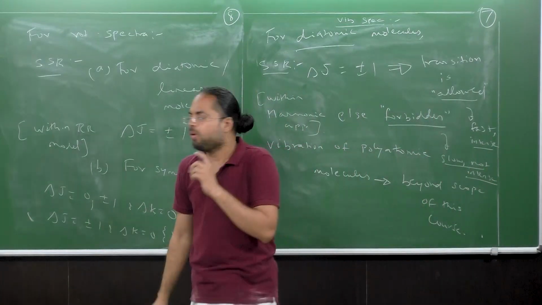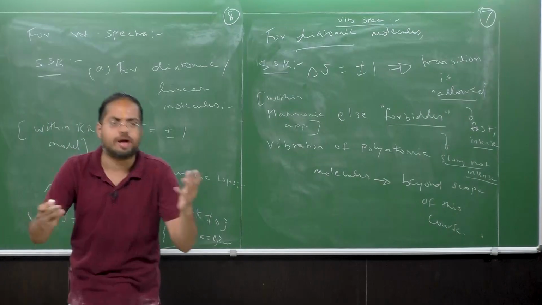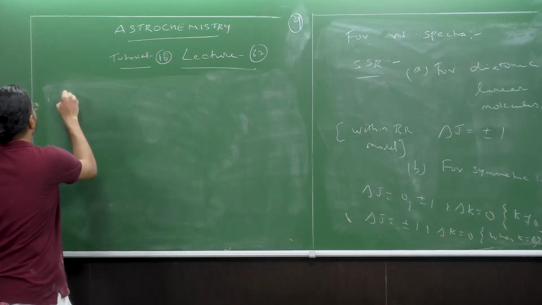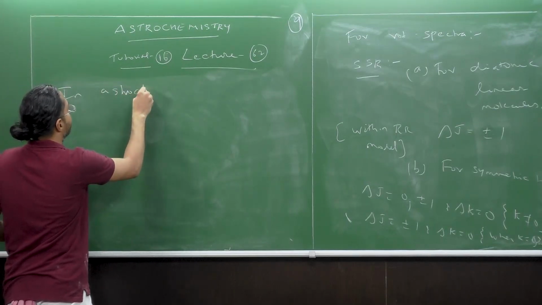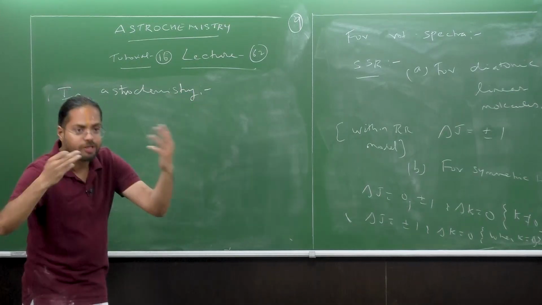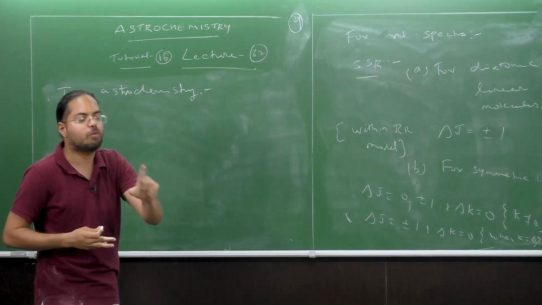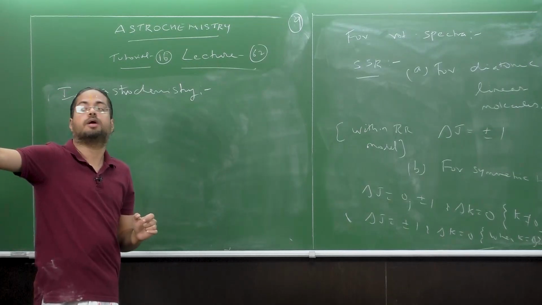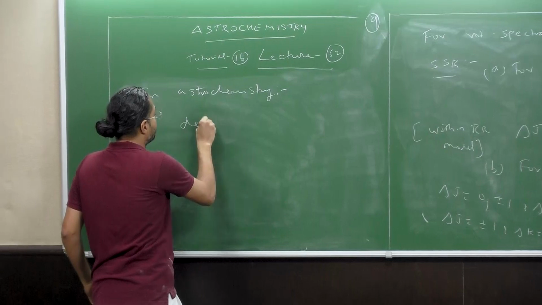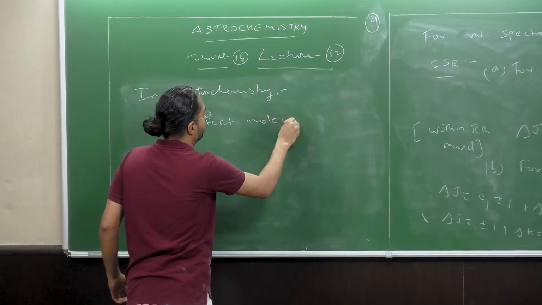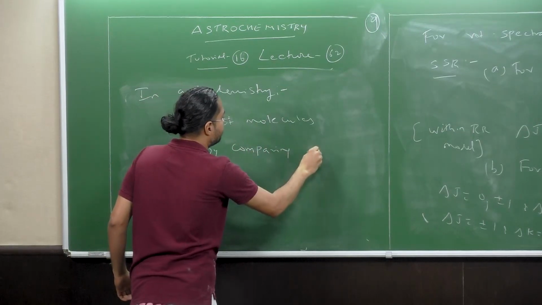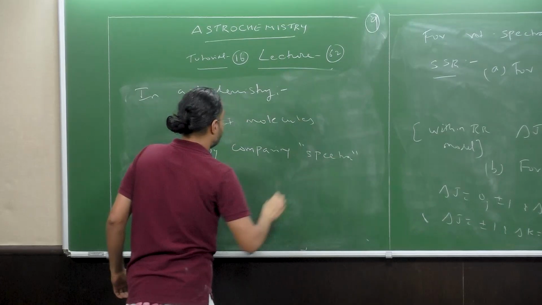Okay. So what is the relevance of these specific selection rules in the context of astrochemistry, though? In astrochemistry, why do the specific selection rules matter? It is because we detect molecules by comparing the spectrum obtained from, let's say, the ISM with what is known on Earth. Detect molecules by comparing spectra from ISM and then on Earth.